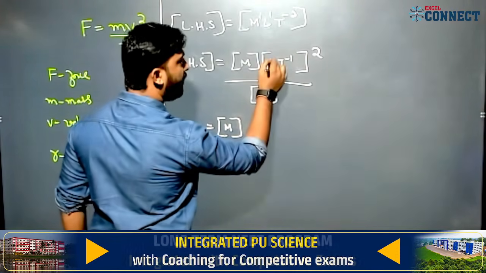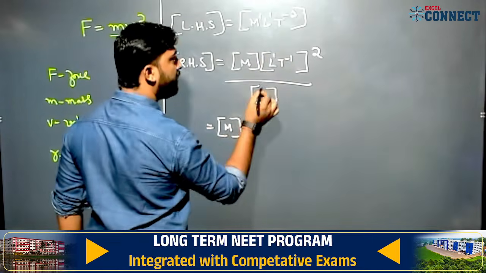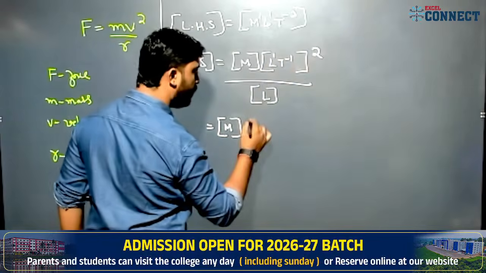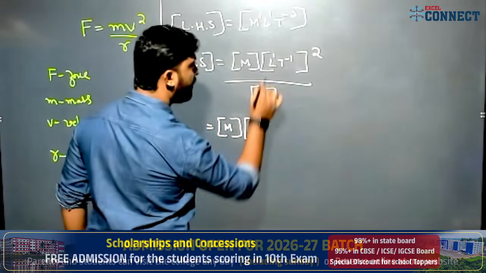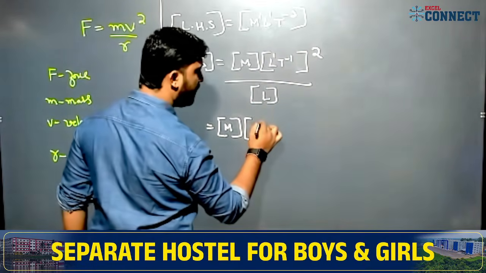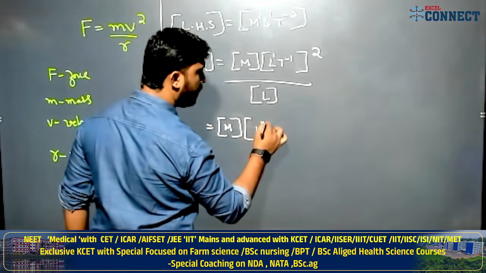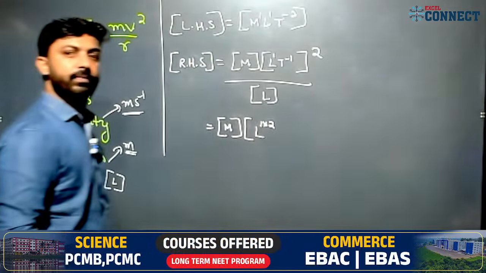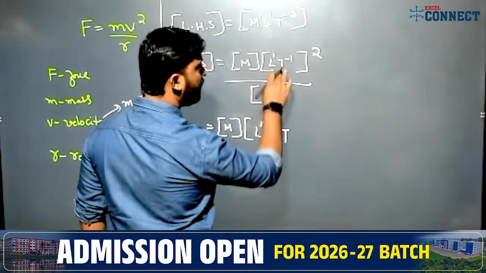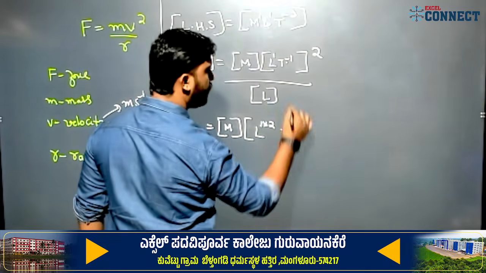And what is the power of L? It is 1. Inside the bracket the power is 1, outside the power is 2. So 1 into 2. L power 1, whole power 2, so it is 1 into 2. Okay. Next, what is the power of time? Power of time is -1 into 2.